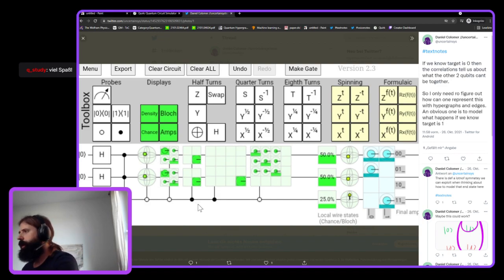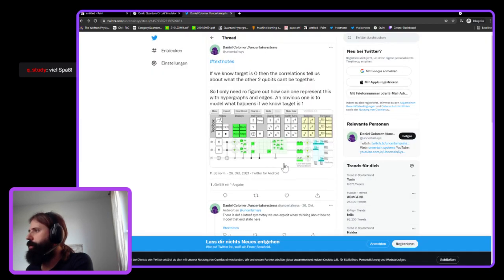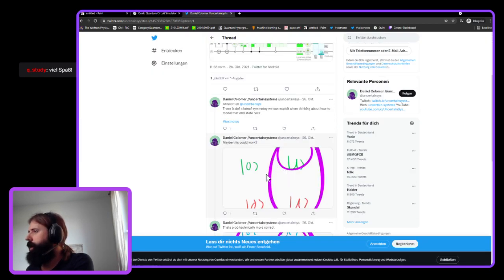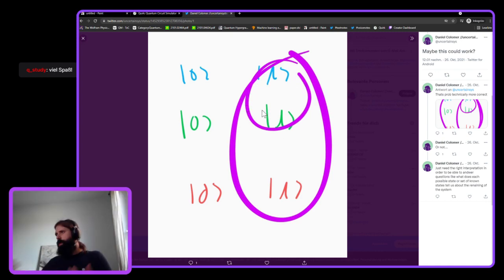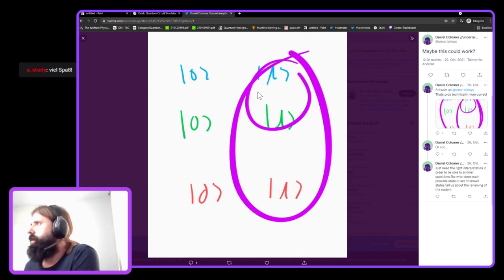I was thinking that one way to model this would be by using something like that, where each color is a qubit, and then you have a hyperedge, first of all, at the top level, that tells you that whenever the target is one, then we know that this hyperedge is the state the system is in. The other two are one.